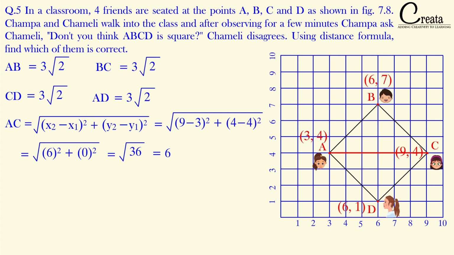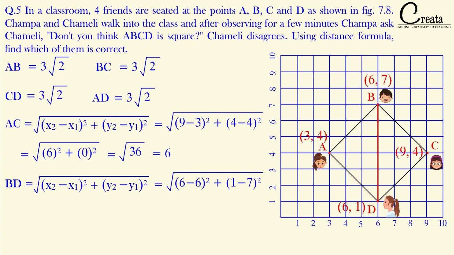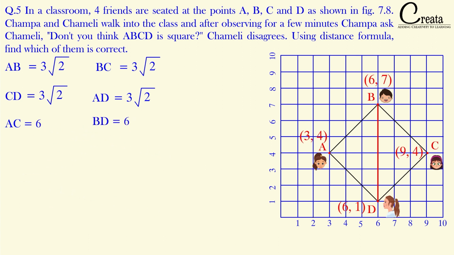Let's move to BD, the second diagonal. We know both the points. Let's use the distance formula, put the values and solve it. We got the answer as root of 36, which is 6. We got AC and BD, both the diagonals as 6, that is equal to each other. All the four sides are equal, both the diagonals are equal. It means it is a square. Right. It is not a rhombus, it is a square.